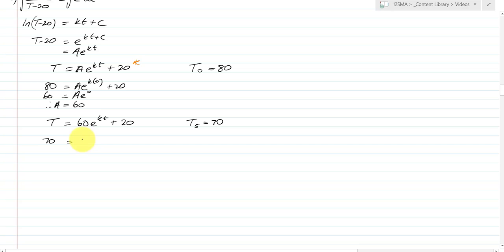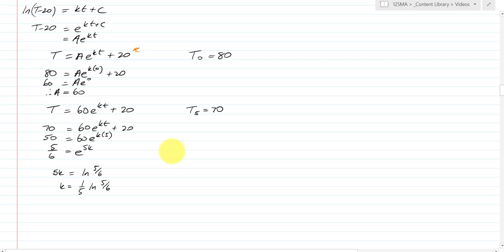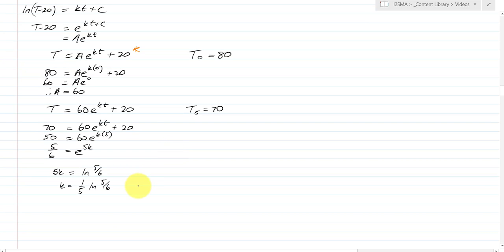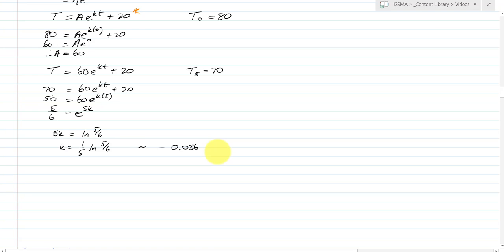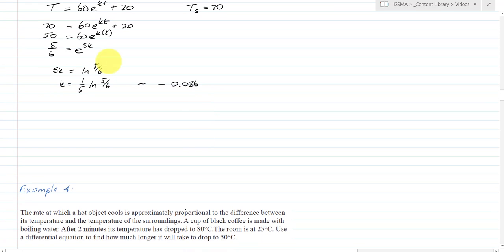So I get 70 is equal to 60 e to the kt plus 20, which means that 50 equals 60 e to the k times 5. I should have put 5 in. Which means that 5/6 is equal to e to the 5k. And that means that 5k is equal to the natural log of 5/6, and k is equal to 1 over 5 natural log of 5/6. That's approximately equal to negative 0.036, which I can use, or I could use my exact value. I might just maintain the exact value throughout here.